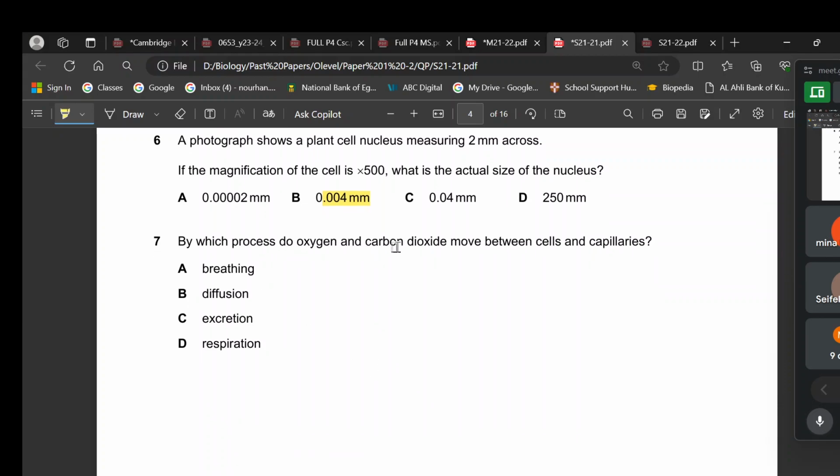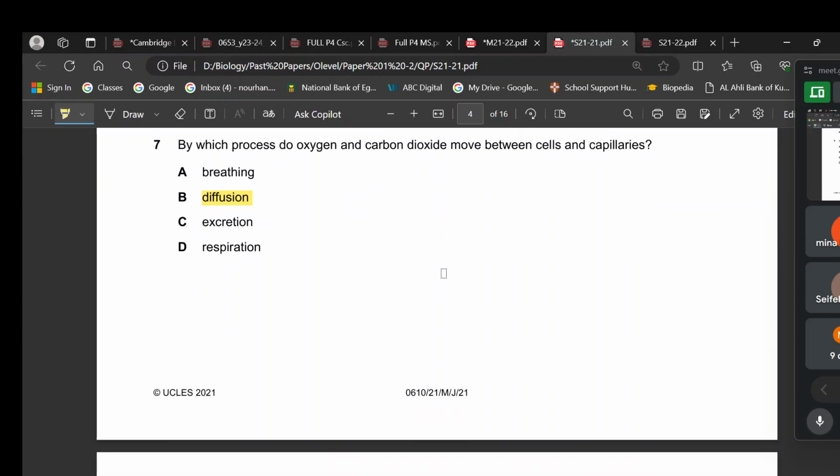By which process do oxygen and carbon dioxide move between cells and capillaries? Any gas in the body or in any organ moves by diffusion. In the leaves, in the human body, any gas moves by diffusion.